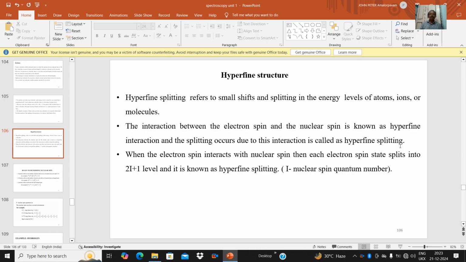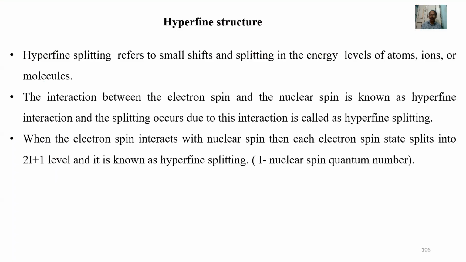Hyperfine splitting refers to small shifts and splitting in the energy levels of atoms, ions, or molecules. The interaction between the electron spin and the nuclear spin is known as hyperfine interaction, and the splitting that occurs due to this interaction is called hyperfine splitting. When the electron spin interacts with the nuclear spin, each electron spin state splits into 2I plus 1 levels, and it is known as hyperfine splitting. Here, I is known as the nuclear spin quantum number.